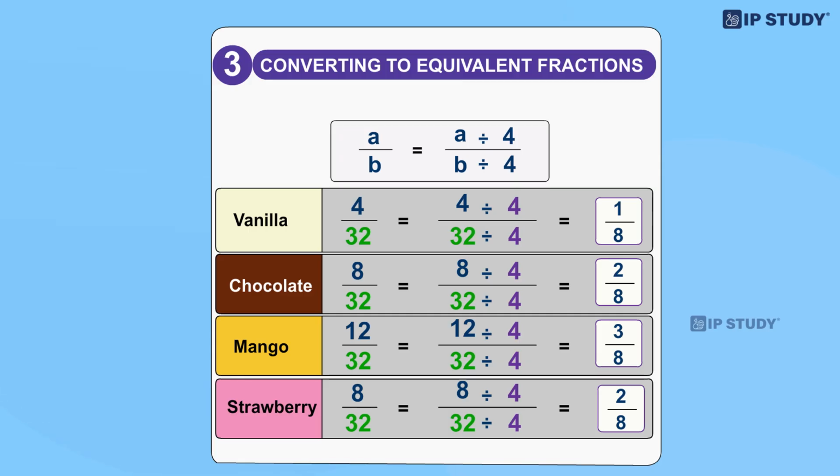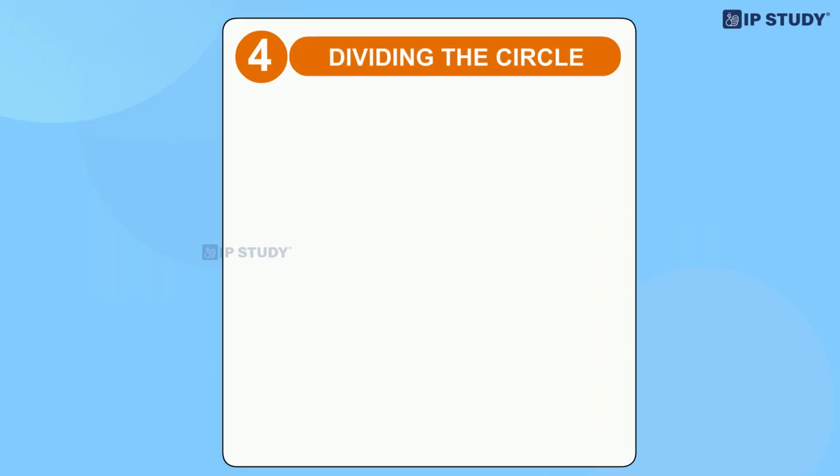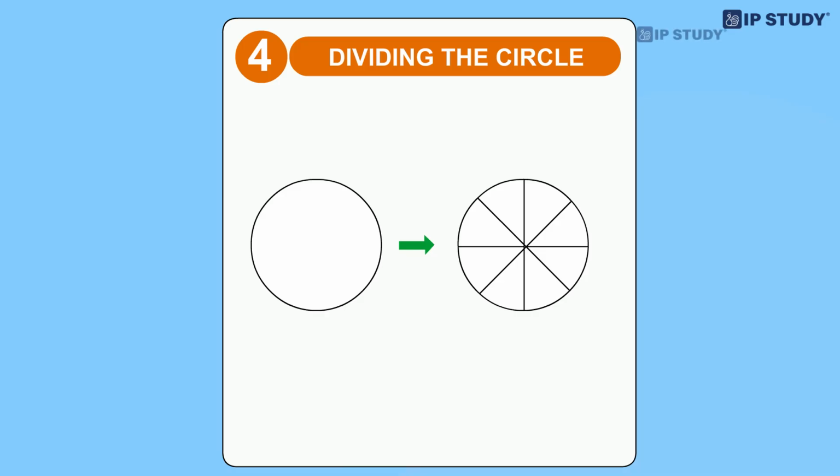For mango, we divide 12 and 32 by 4. So, 12 over 32 becomes 3/8. For strawberry, we divide 8 and 32 by 4. So, 8 over 32 becomes 2/8. Now, all the fractions have the same denominator of 8. We can use these equivalent fractions to construct the pie chart. 4. Dividing the circle. Now that all the fractions have the same denominator, 8, we divide the whole circle into 8 equal parts.